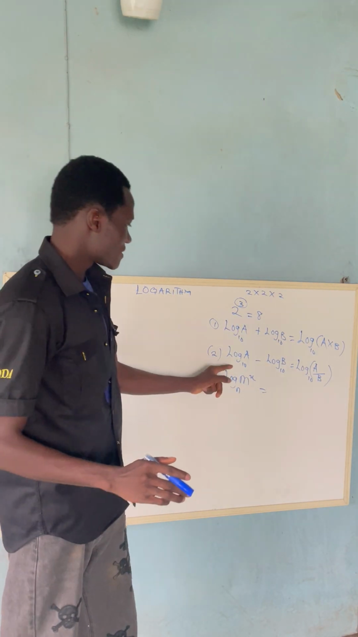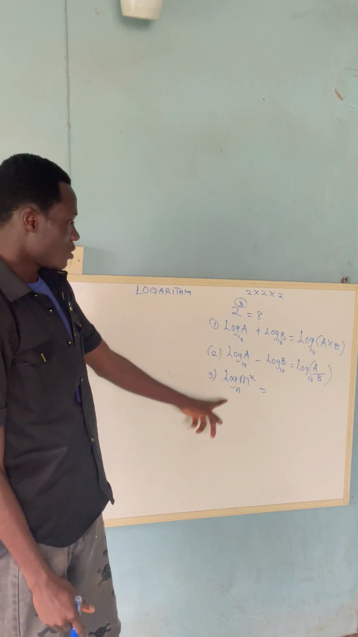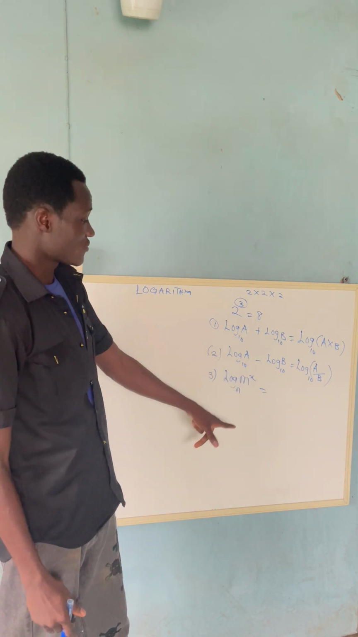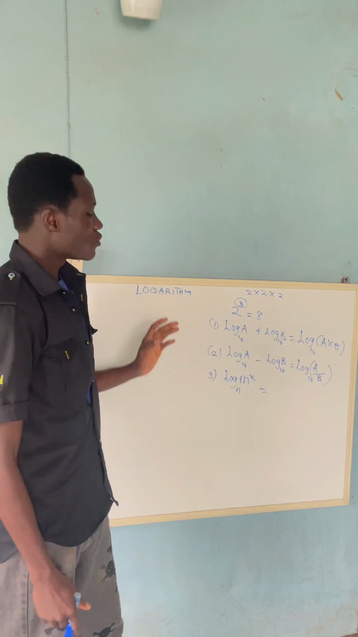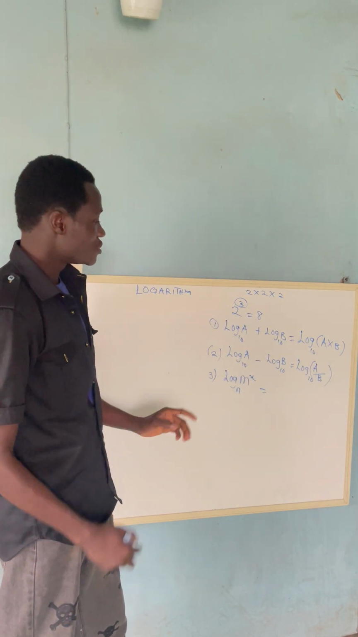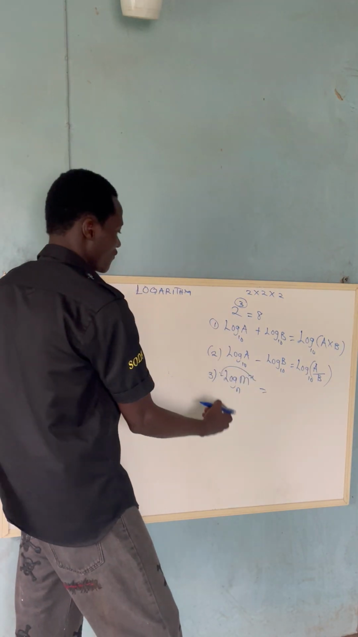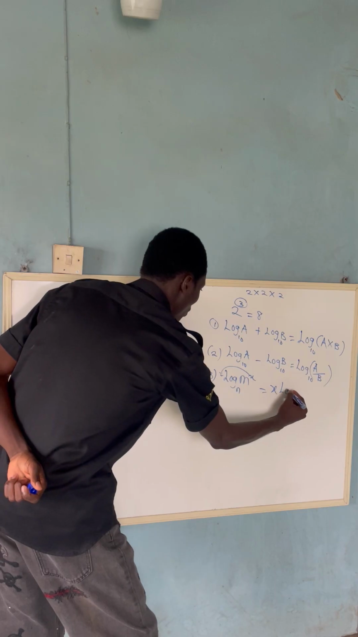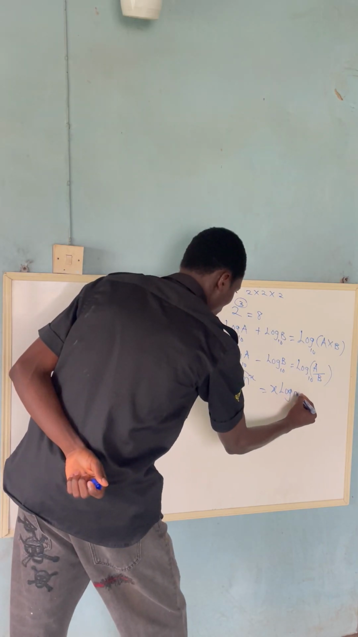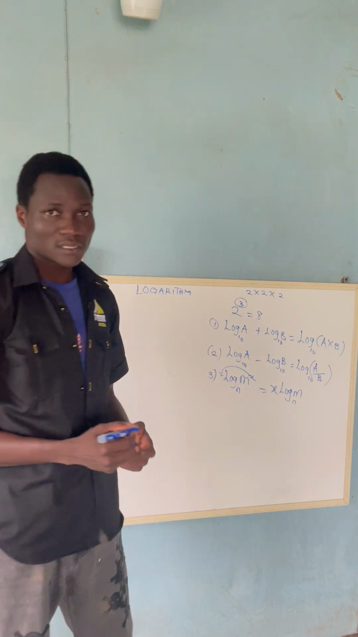Now look at this: log of n to the base of n. What do you notice here? The number n is carrying a power x, and the base here is n. Whenever the number is carrying a power x, you are going to bring this power to the front of the equation. So if you bring down x, we are left with log n base n. That is it: x log n base n.